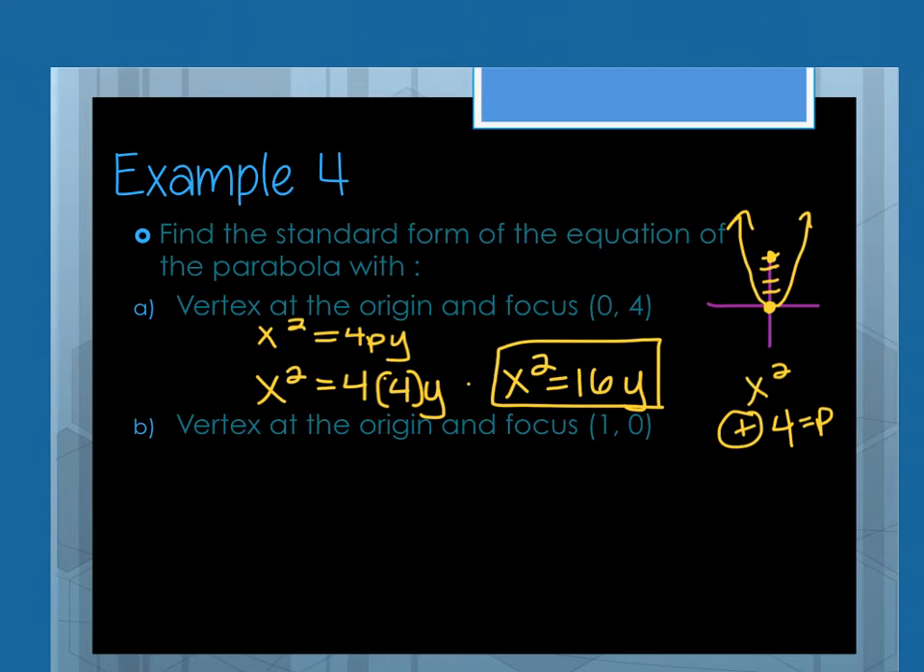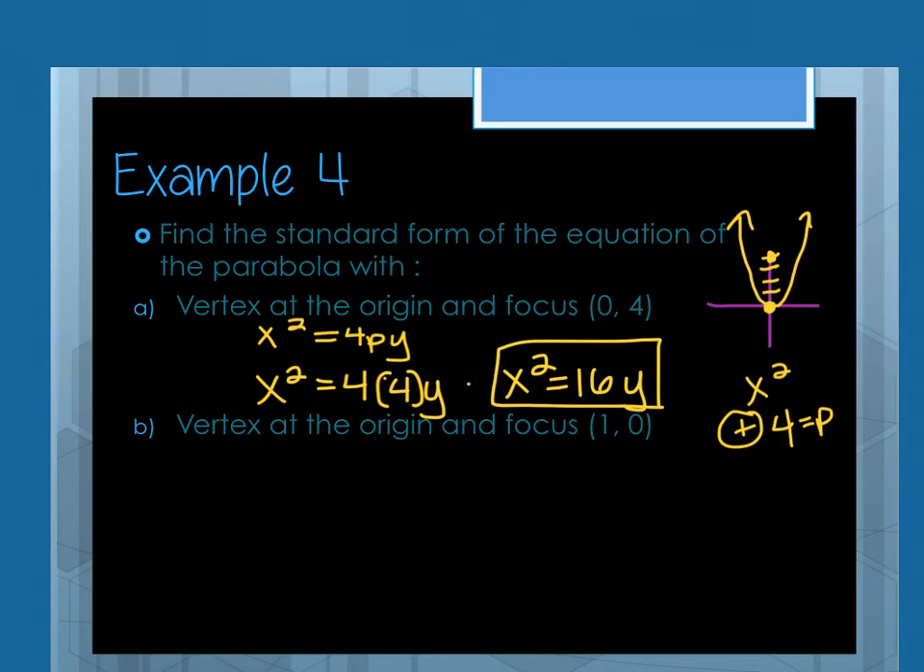So you can try to do that in your head. You can say, okay, vertex is at 0, 0, 4 is above it. That means it's going to open upward. Count the distance in your head. But that's when mistakes are made. So my advice is to take that literal 30 seconds to draw yourself your picture of your parabola because it will help you.